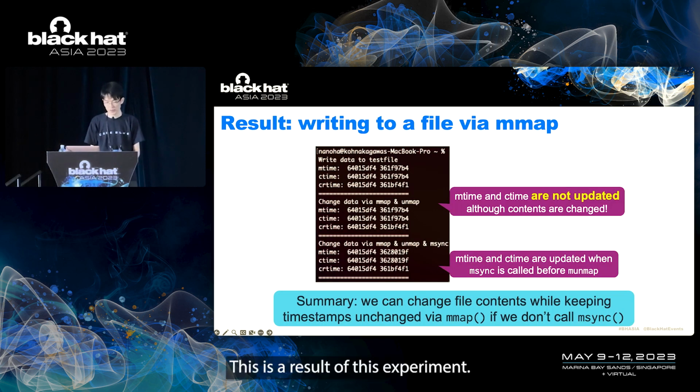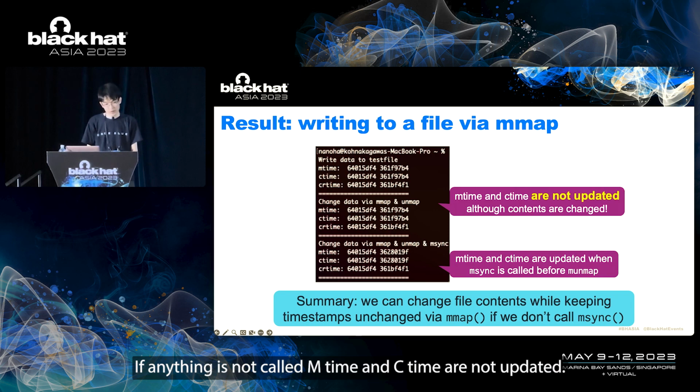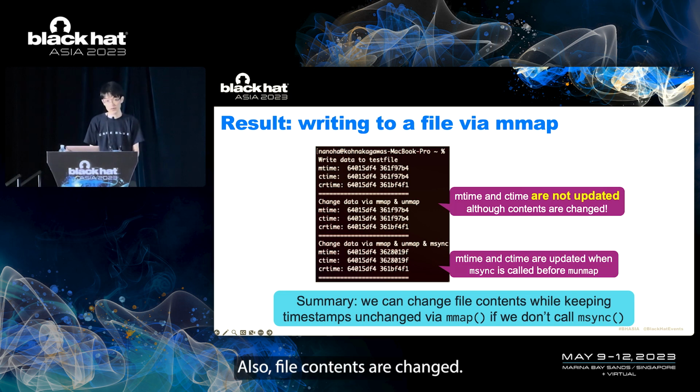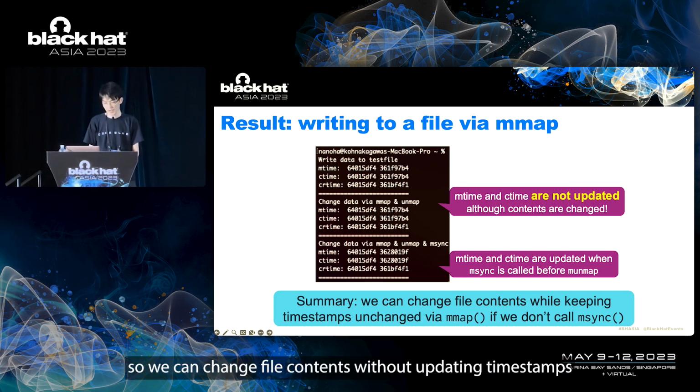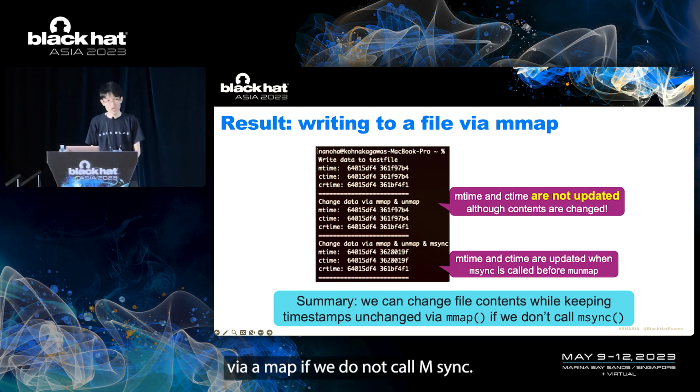This is the result of this experiment. If msync is not called, mtime and ctime are not updated, although file contents are changed. However, if msync is called, these two timestamps are correctly updated. So we can change file contents without updating timestamps via mmap if we don't call msync.